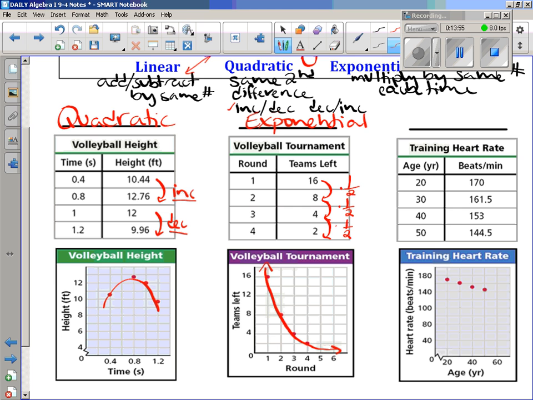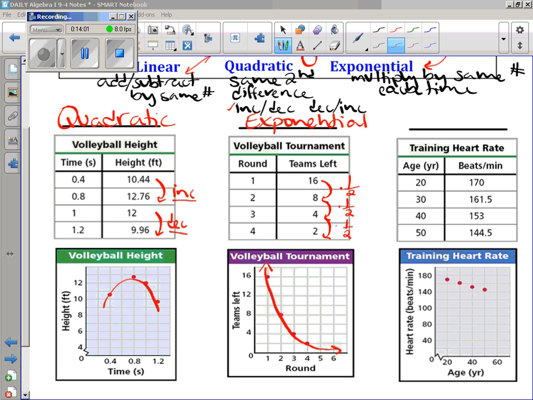This has to be linear, I would think, if we're trying to identify and we only have 3 choices. But let's make sure we understand why this is linear. Obviously the picture is in the shape of a line. But let's look at the table of values. To go from 170 to 161 to 153 to 144.5, I am constantly getting smaller or decreasing.